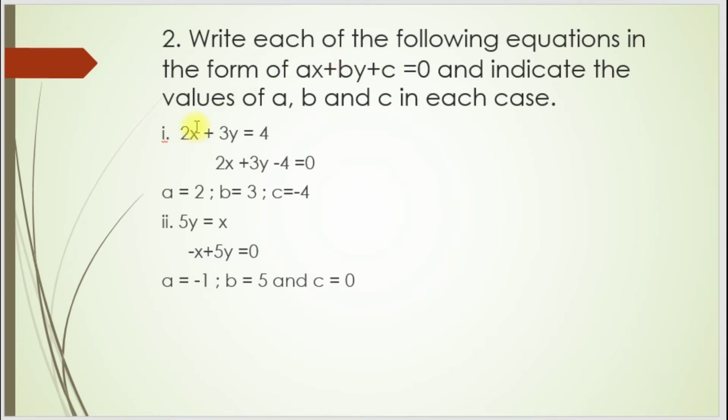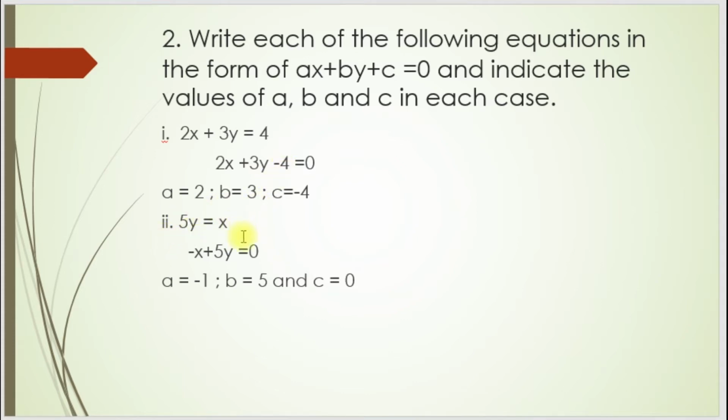First question, 2x plus 3y is equal to 4. Here you can bring this 4 to the LHS so that you can write it as 2x plus 3y minus 4 is equal to 0. Here it is clearly specified that ax plus by plus c is equal to 0. Here a is given as 2, b is equal to 3 and c is equal to minus 4.